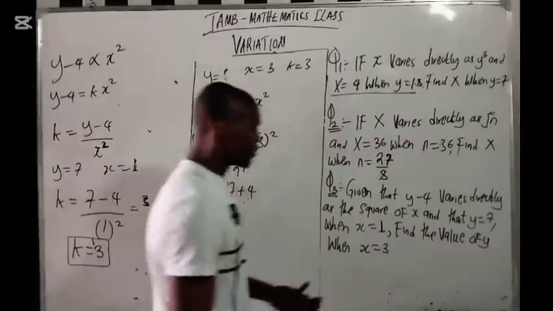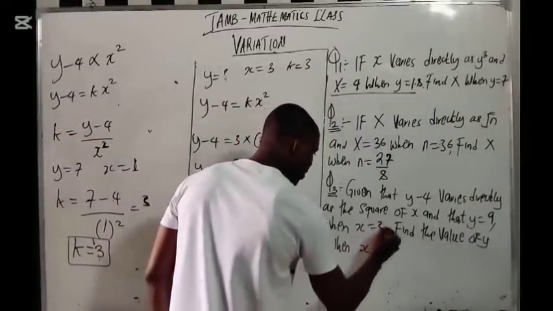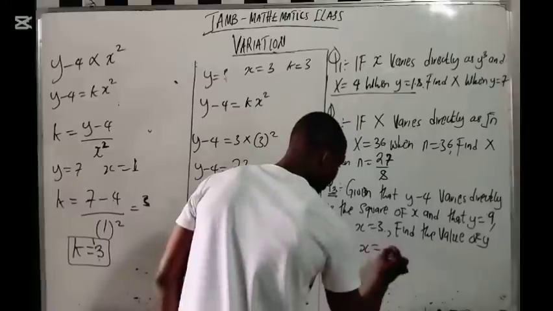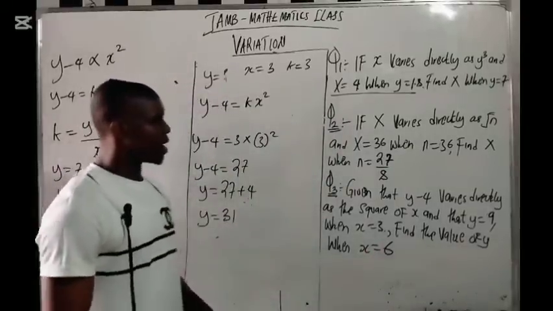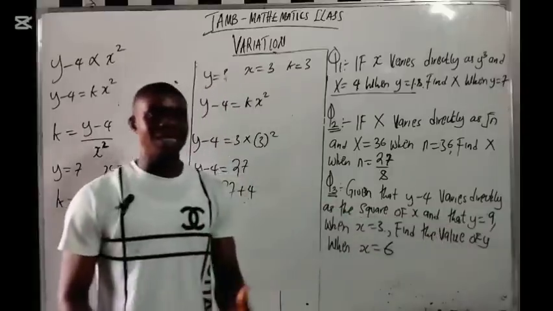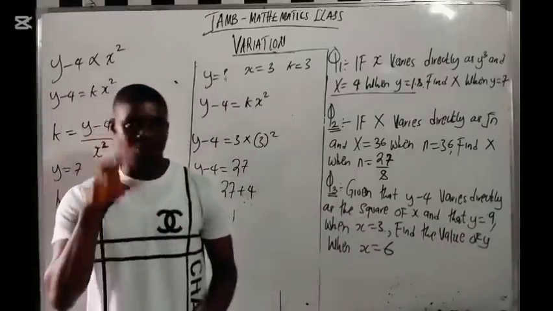So now let us change the values here. Let us say here we have 9, here we have 3, and here we have 6. Okay, so go ahead and solve it. Leave all your answers in the comment section. The next video is going to be inverse variation.